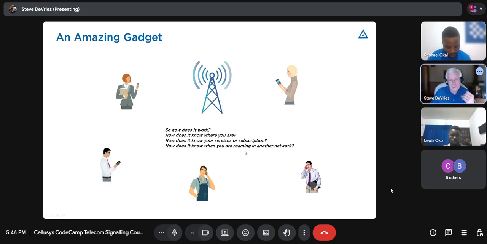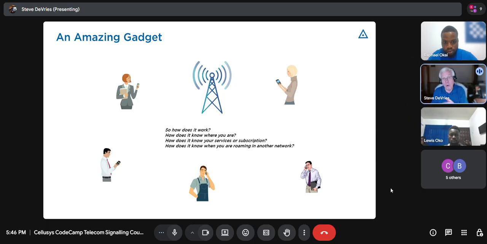So a couple things about it. How does it work? How does it know where you're at? How does it know what services you have? If you get on an airplane and fly to Dublin, Ireland, how does it know that you have any restrictions on your phone or what services you have? How do people find you? If they send you a short message, how does it know exactly where you're at? And how does it know when you are roaming on another network?